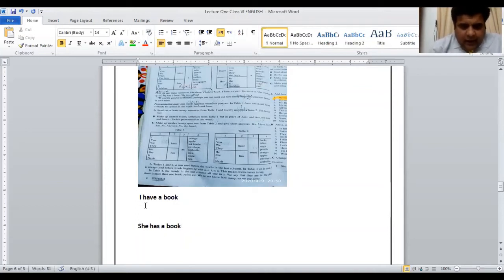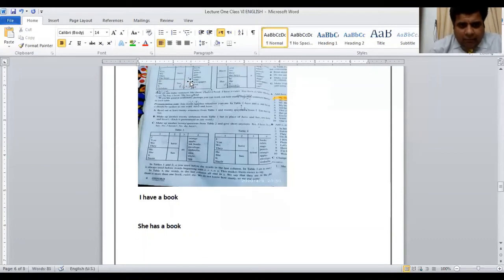"I have a book" is correct. What is the meaning of A? A means one. Here also A means one. "I have a book" means I have one book. And "she has a book" means she has one book. They are all told in this table 1.